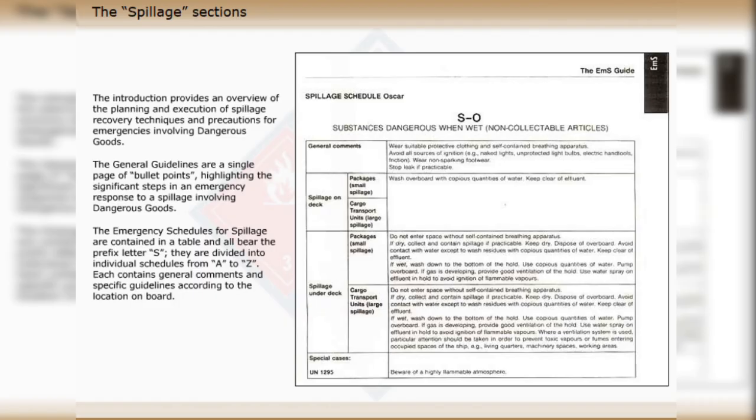Each contains general comments and specific guidelines according to the location on board. Special cases to which the schedule applies are indicated by the UN numbers of the substances concerned. The example here shows spillage schedule SO, substances dangerous when wet, non-collectible articles. Note the guidelines for different stowage areas and the UN number of the special case to which the schedule applies.